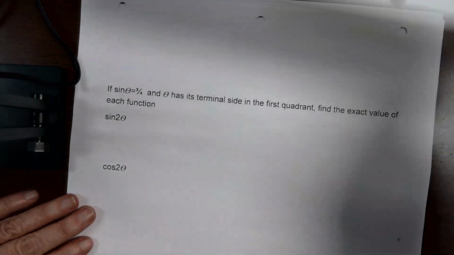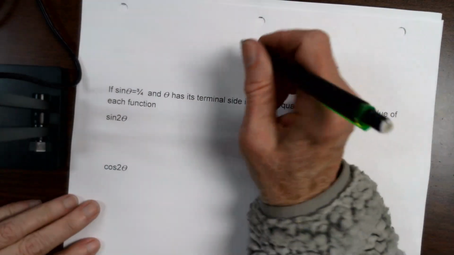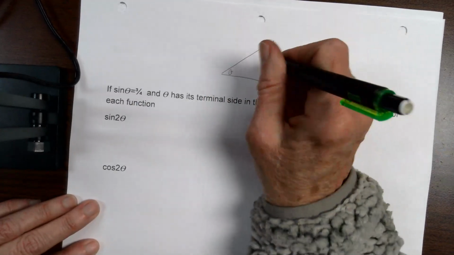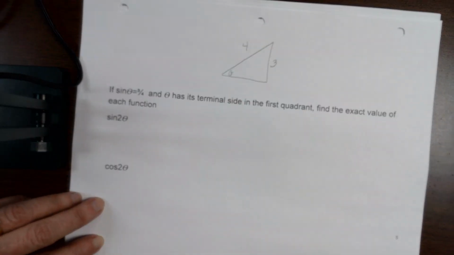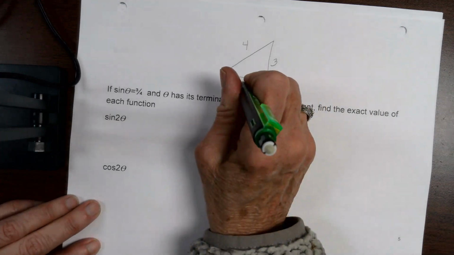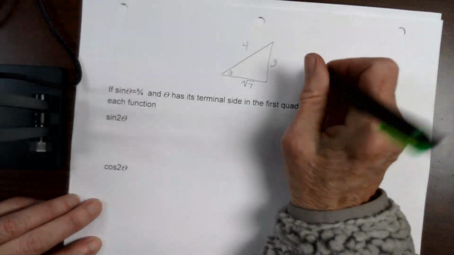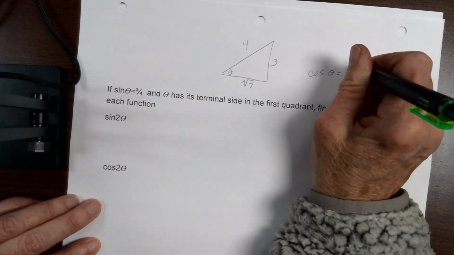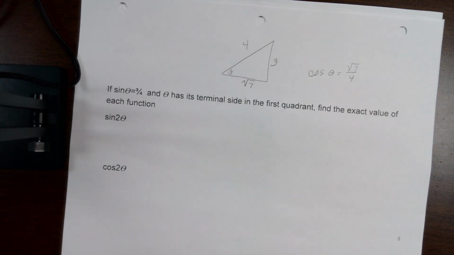All right, let's do another one. I know that the sine is 3/4, so I want to draw my angle so that I can figure out the cosine. So 3 over 4 is going to give me that. When I work backwards, using the Pythagorean theorem, that side is the square root of 7. So therefore I know that the cosine of theta is equal to the square root of 7 over 4.